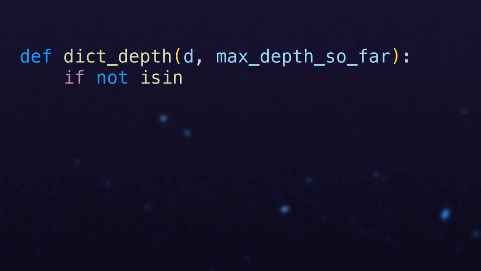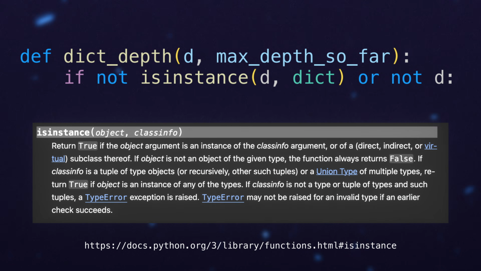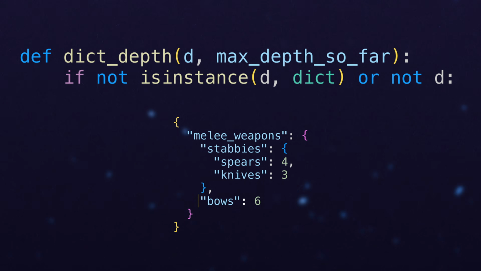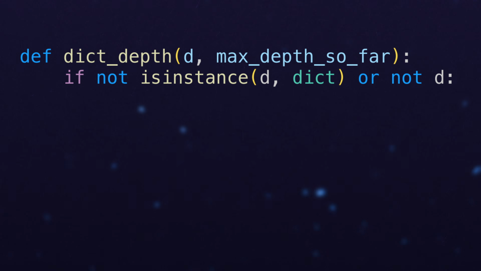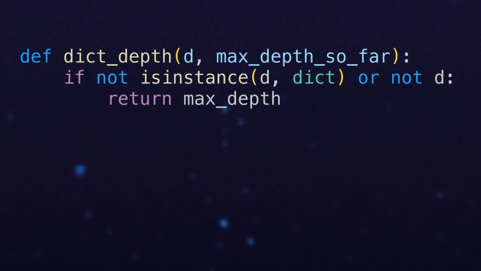Now this time, let's start with the base case, just so we have a different way of approaching this problem. And our base case should be when there's no more dictionaries to recurse into. So if d is not a valid dictionary, for example, if it's just a number, like the number that corresponds with the Bose key, 6, then we're going to stop recursing. So we'll just add this if statement that says, if d is not a valid dictionary, immediately return the max_depth_so_far.